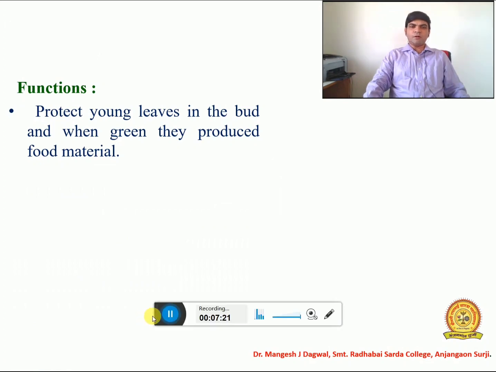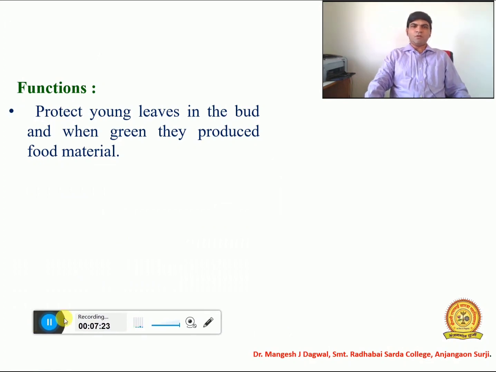Now the stipules perform functions like protecting the young leaves in the bud, and when green they produce food material. So this is all about the stipules, which are the lateral appendages of the leaf formed at the leaf base, and we have seen the different types of stipules along with their function.